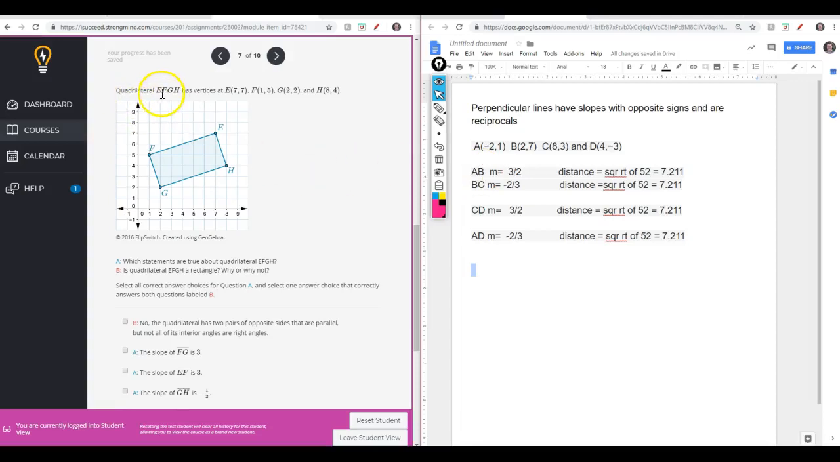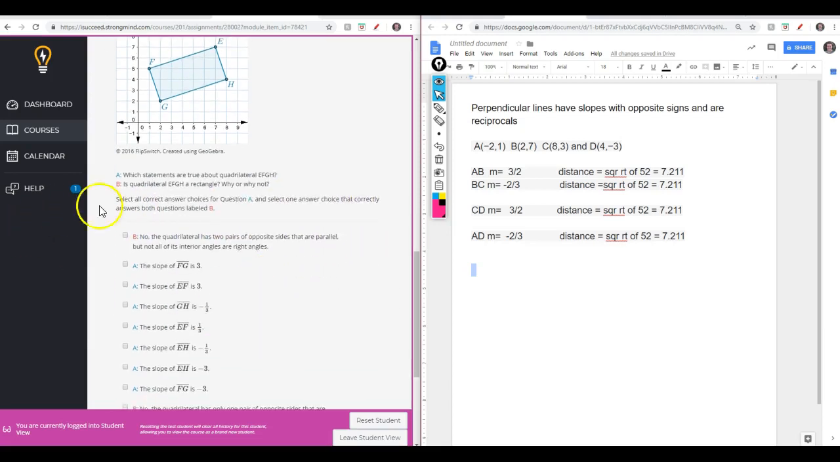Okay, so quadrilateral EFGH has vertices E(7,7), F(1,5), G(2,2), and H(8,4). A, which statements are true about quadrilateral EFGH, and is quadrilateral EFGH a rectangle, why or why not? Select all correct answer choices for question A, and select one answer choice that correctly answers both questions labeled B.